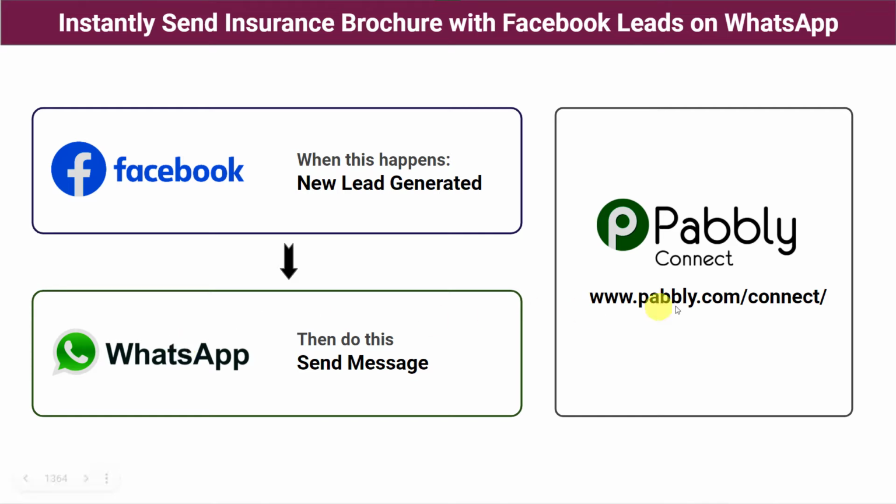As a solution, we are going to use Pabbly Connect. So basically, Pabbly Connect is an automation and integration software which will help us in integrating Facebook with WhatsApp automatically. The best part here is it doesn't require any coding skills or programming knowledge. Even a non-technical person can do this very easily. So let us check this in real time.